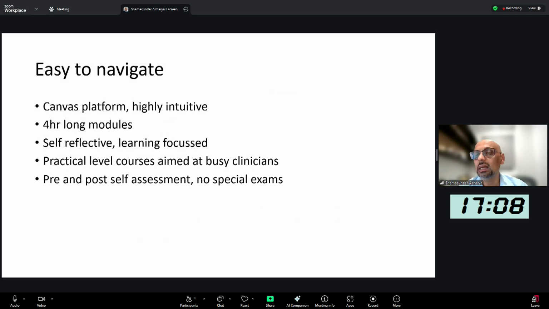These are highly practical. We know how busy every clinician is. Therefore, emphasis is on the clinical, practical level and not really bombarding people with lots of guidelines which are sometimes difficult to mull through. There will be pre and post self-assessment, but no special exams. So it's all built in through the course.